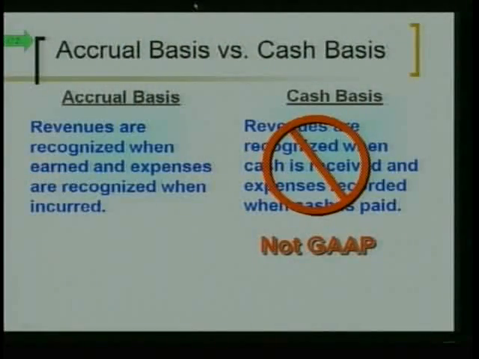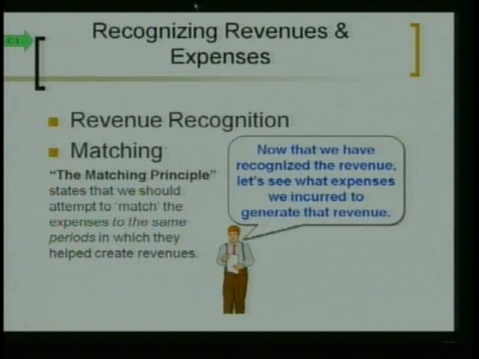We talked about how we do not use the cash basis of accounting because it's not generally accepted accounting principle. We use the accrual basis of accounting. In the accrual basis of accounting, things aren't hinged on when cash comes in or goes out. We recognize revenues when they're earned, when the product or service has been provided. And we want to recognize expenses when they are incurred. We went through some examples. We talked through the revenue recognition principle. The matching principle states that we should attempt to match the expenses to the same time periods in which they helped create revenue, right?